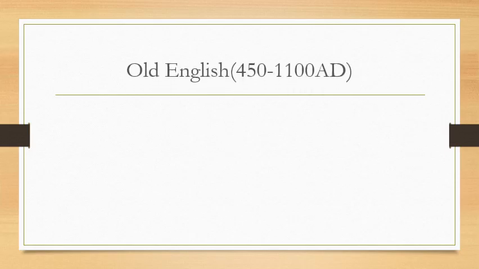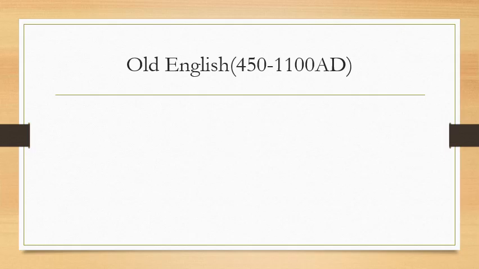First is Old English, and the period for this Old English is 450 to 1100 AD. Make sure you write AD, not BC. Here, it is after the death of Jesus, okay? That's why we are writing 450 to 1100 AD, Anno Domini, okay? Now, let's discuss what this Old English period is all about.